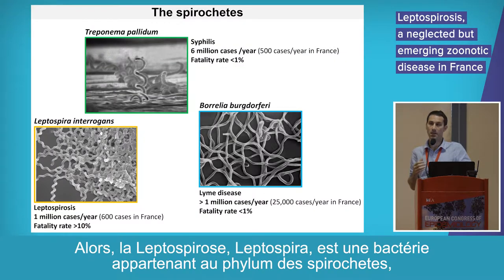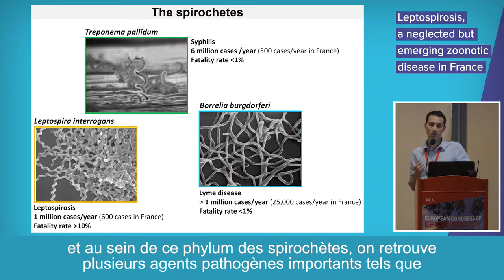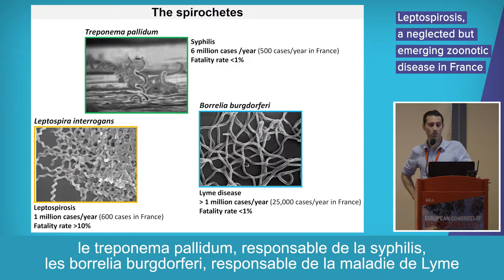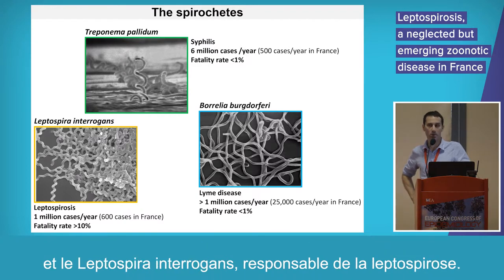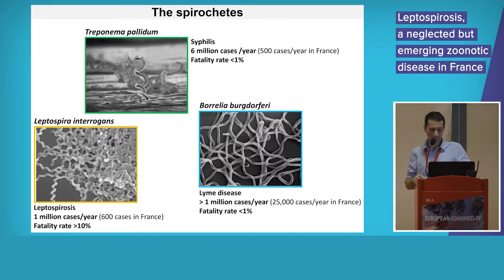Leptospira is a bacteria and belongs to the phylum of spirochetes. Within this phylum, you will find several major pathogens, such as Treponema pallidum, the agent of syphilis, Borrelia burgdorferi, the agent of Lyme disease, and Leptospira interrogans, the agent of leptospirosis.